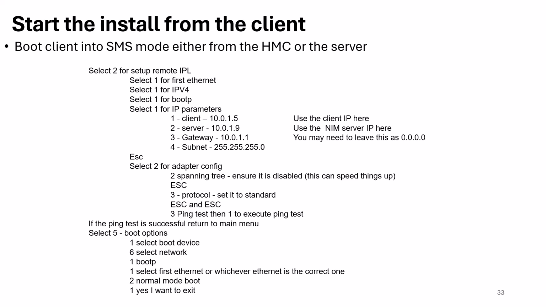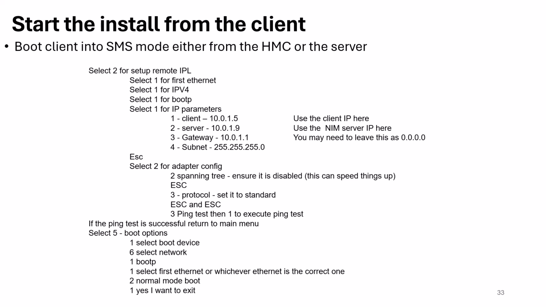This is the one where, if you are aggregated, there are a couple of other options that may or may not work. So I am typically using standard. Then I basically use escape to get back to where I can do a ping test, and option 1 executes the ping test. If the ping test is successful, then you have a reasonable chance that your install will work. Not a guarantee. If it's not successful, it absolutely will not work.